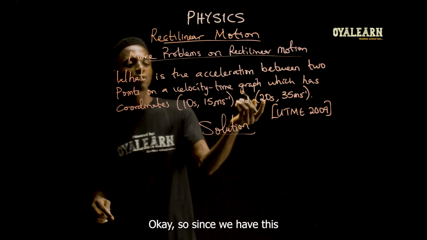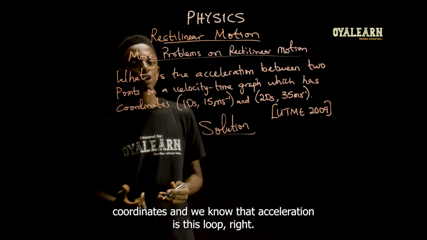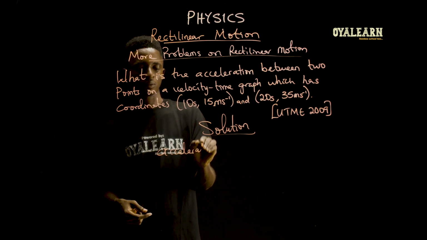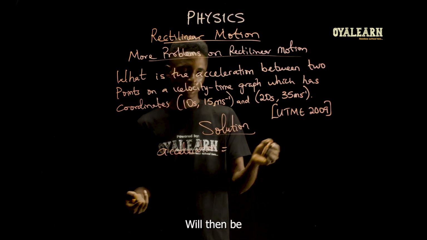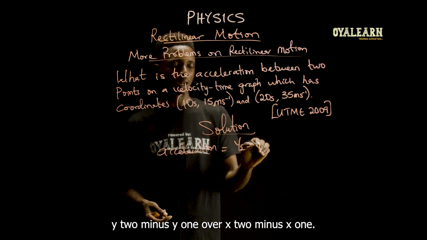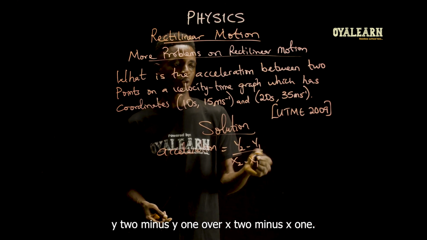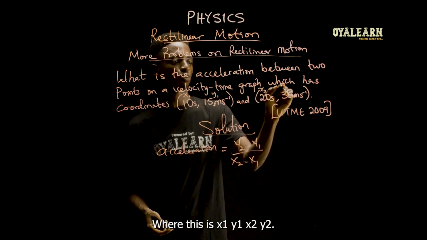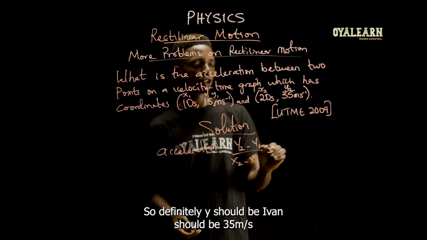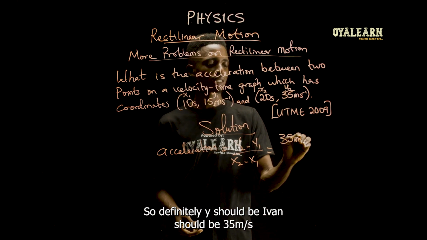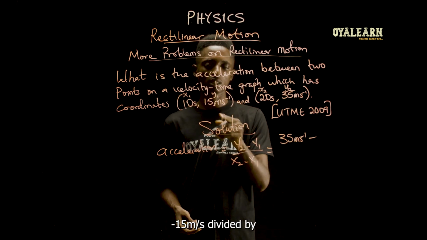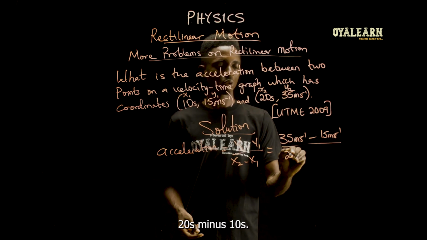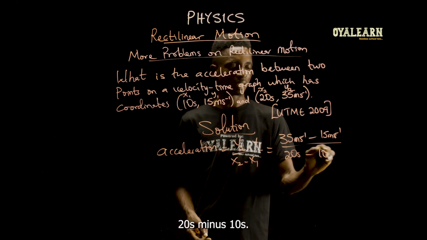Okay, so since we have these coordinates and we know that acceleration is the slope, right? So our acceleration will then be y2 minus y1 over x2 minus x1, where this is x1, y1, x2, y2. So definitely what you should be having should be 35 meters per second minus 15 meters per second divided by 20 seconds minus 10 seconds.